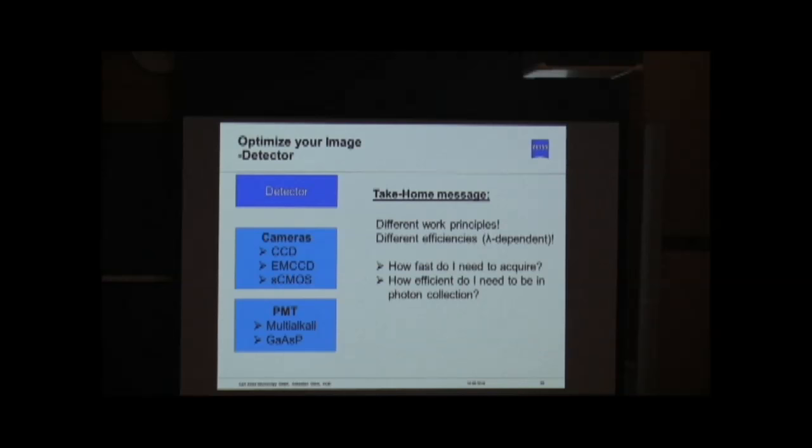Take-home message that I would already like to pass on with respect to detectors is that they have a different working principle, and I will point them out in a second, and they have different efficiencies converting photons into some electronic signal that you detect and that you then later on see on the screen. And these efficiencies are lambda-dependent. And that's the catch here, that's the main information that you should remember when you leave that room later on.